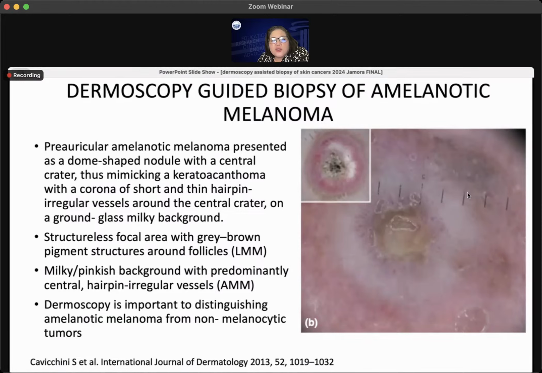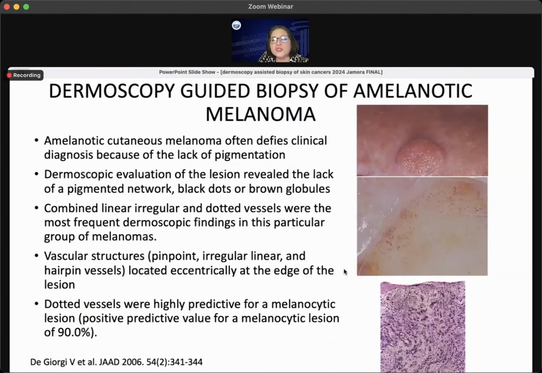So you had a structureless gray-brown pigmentation here around the follicles, which was the lentigo maligna, as well as these strawberry milkshake areas. So this milky pinkish background here with the atypical blood vessels is very typical for melanomas, especially the amelanotic kind. So dermoscopy can also help you determine which areas to biopsy for these particular lesions.